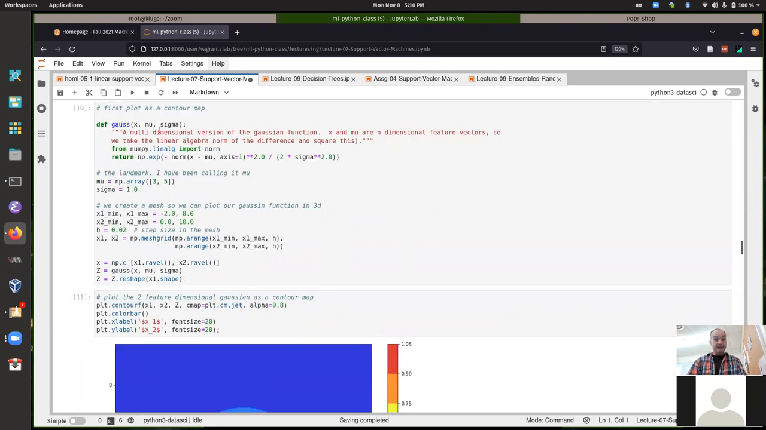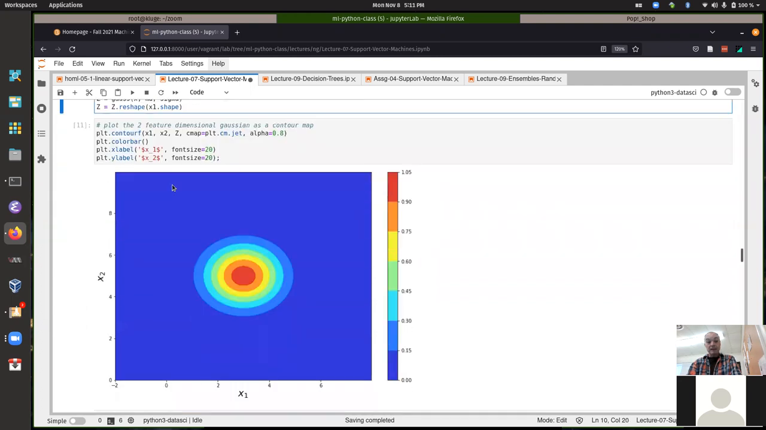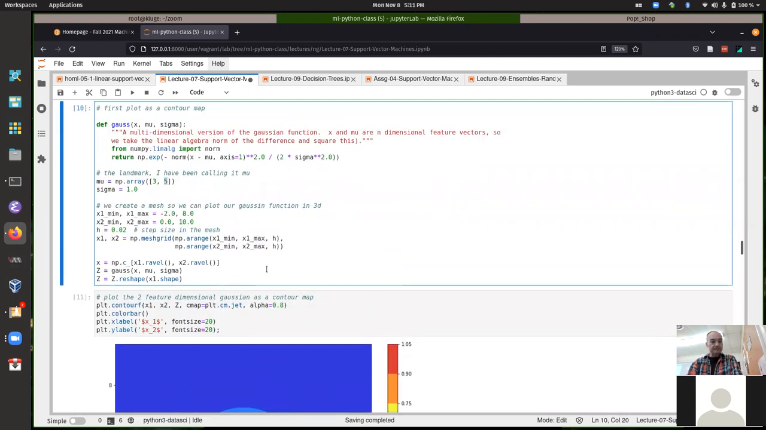In this case, we're doing this in a vectorized way here. The center for feature one is 3 and the center for feature two is 5. And this is a contour plot here.